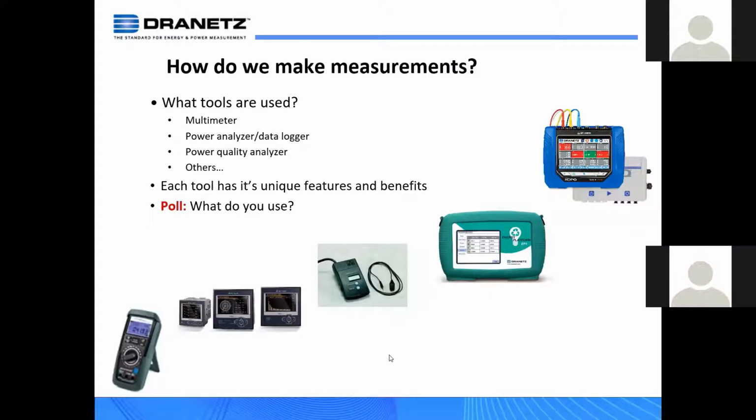If you use other, just please chat us up. I'm just interested to see what you folks use. So if you could just send a chat and let us know. So, okay, thank you. That was very interesting. We always like to get that feedback.